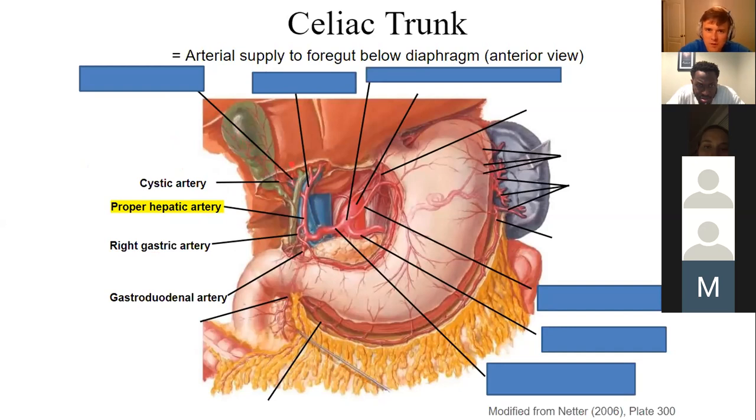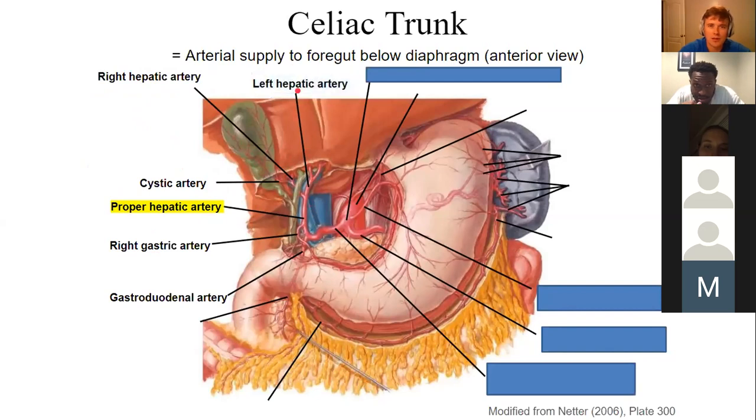This one, kind of hard to tell. Right hepatic, okay. Proper hepatic, right hepatic. This one must be left hepatic, probably. There we go. Okay, it's just kind of a main vessel, it looks like. Well, it comes off the aorta to supply the midgut. Okay, or the foregut, I mean.